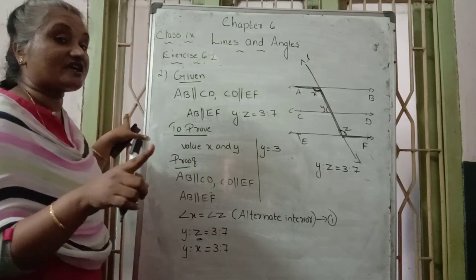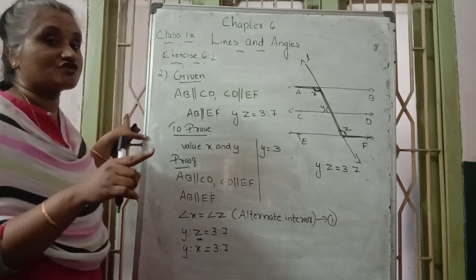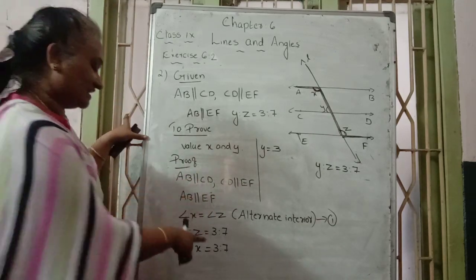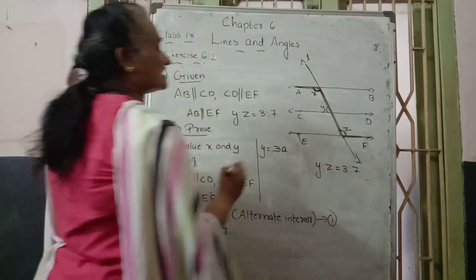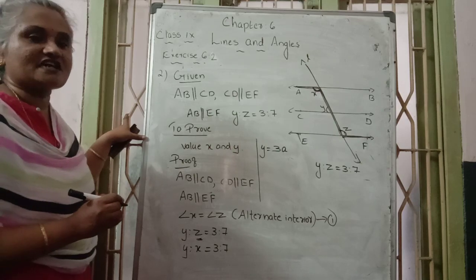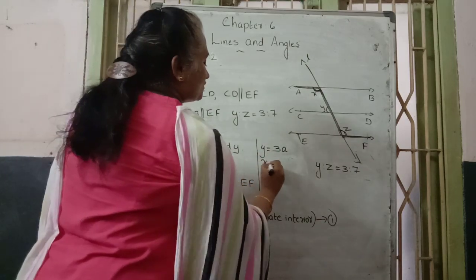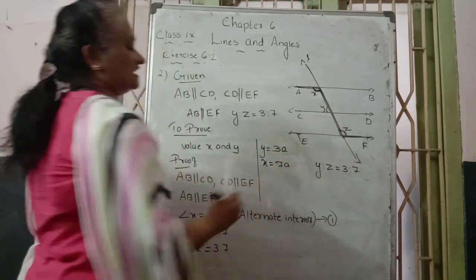But ratio case, earlier we learned alphabet also. Here x term is already there, that's why we need not want another alphabet, that means a. So y value we take as 3a and x value we take as 7a.